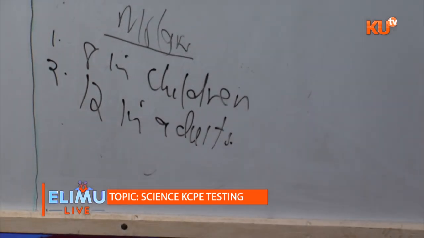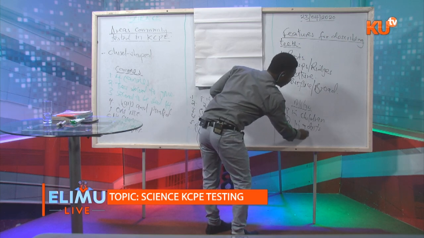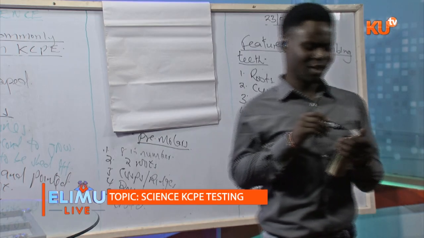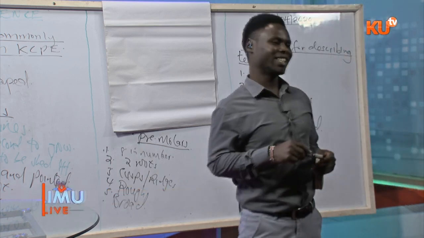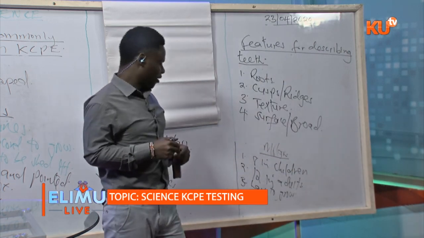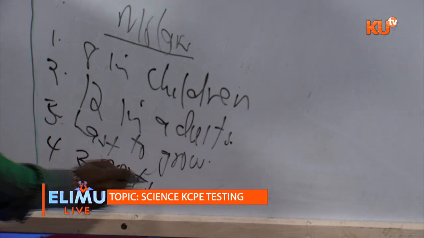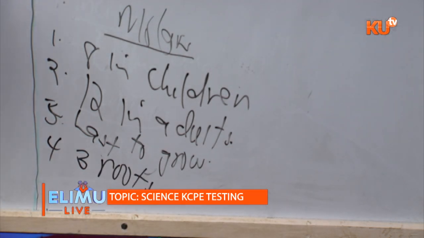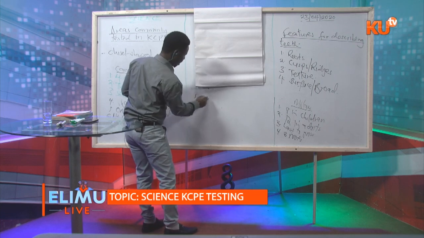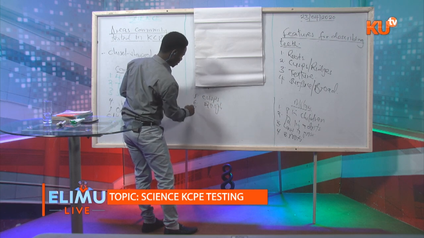In adults, they are the last to grow. Number 3, last to grow. Molars are never shed off. You must get that one clearly, that molars are never shed off, and they are the last type of teeth to grow. Number 4, they have three roots. Number 5, they have cusps. 6, they are rough. 7, they are broad.